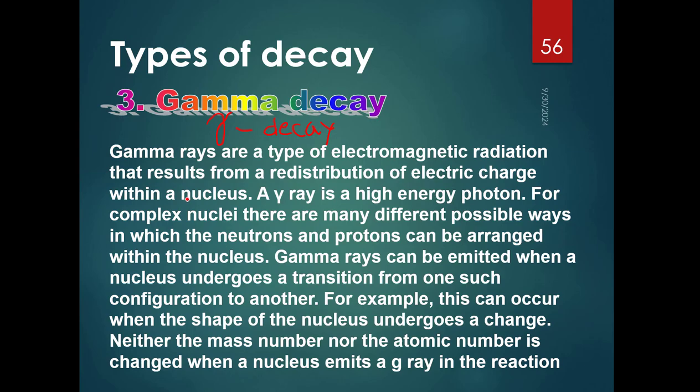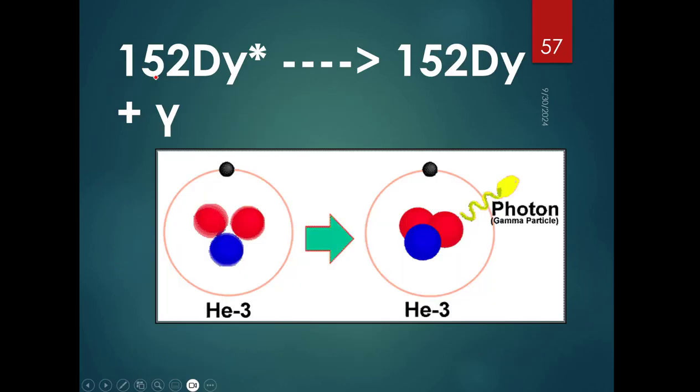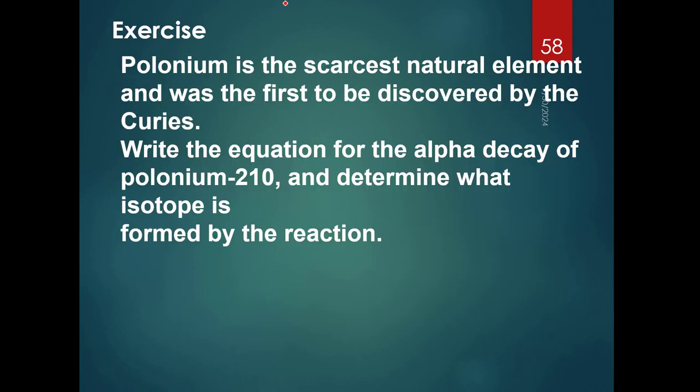Neither the mass number nor the atomic number is changed when a nucleus emits a gamma ray. So gamma ray usually doesn't come with the nuclear equations because nothing is changing. This is all you can do. So you're going to write down one kind of configuration and you can see that it's going to be just a little bit different inside, and a photon, which is the gamma particle, comes out of it. So you don't have to know any more about this. Okay, so here is an exercise we should do.